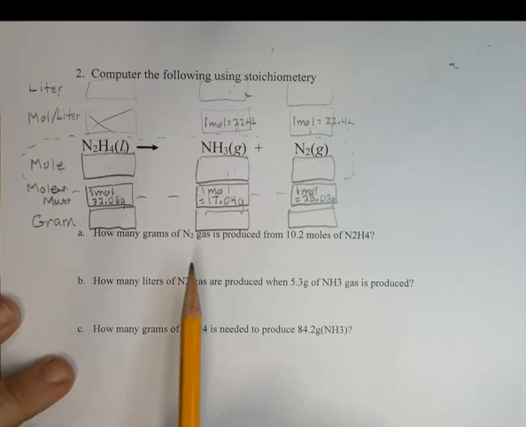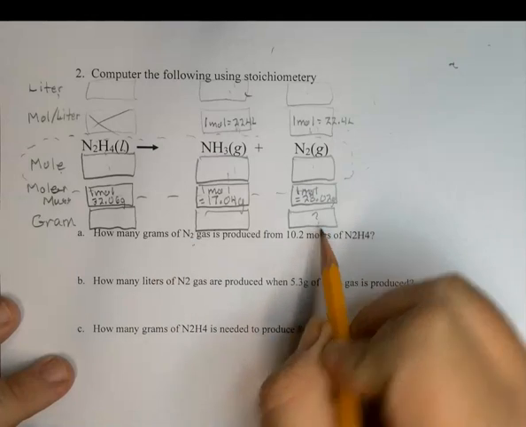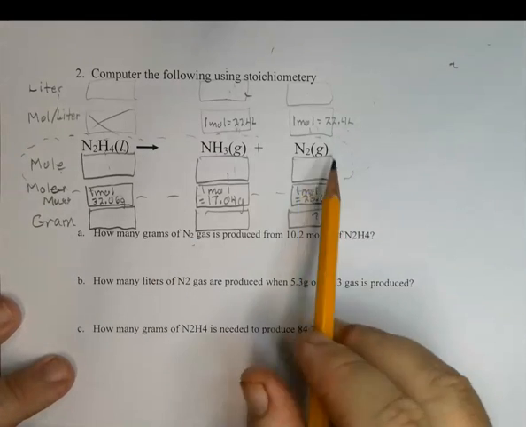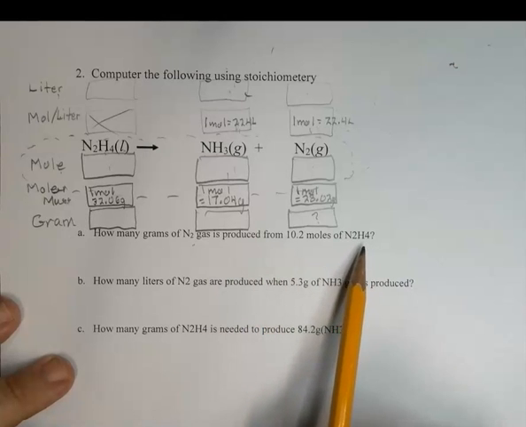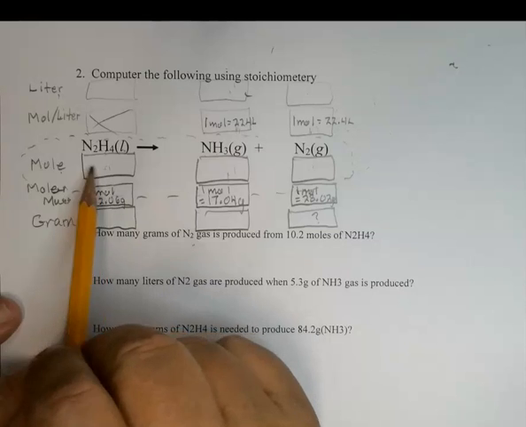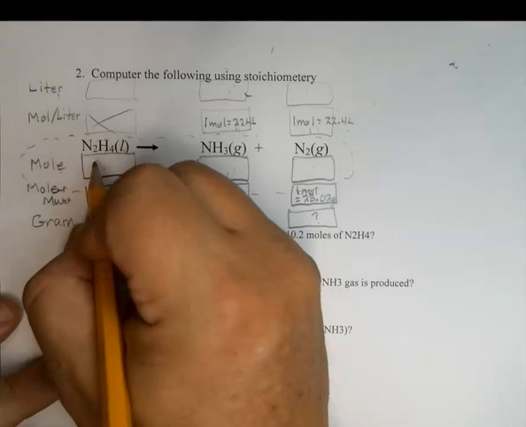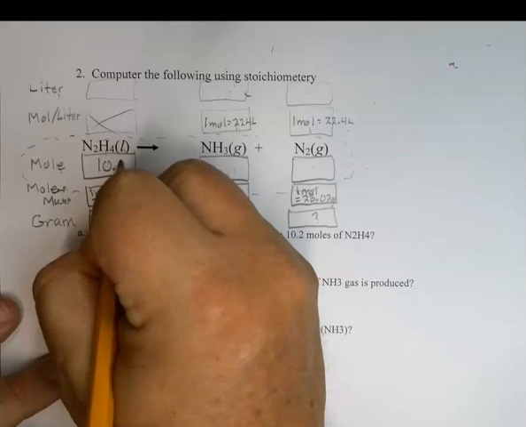So, first question is, how many grams of N2? So, grams of N2 is right here. Okay, it's in the grams row and it's under N2. It's produced from 10.02 moles of N2H4. So there's N2H4 moles right there. It's in the moles row. It's under N2H4. So it's 10.2.